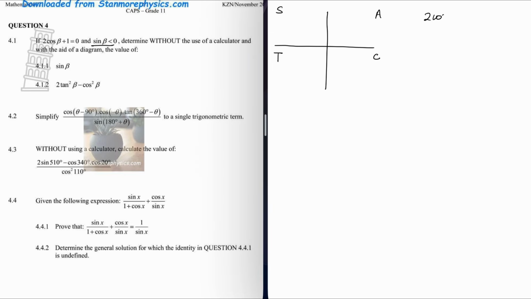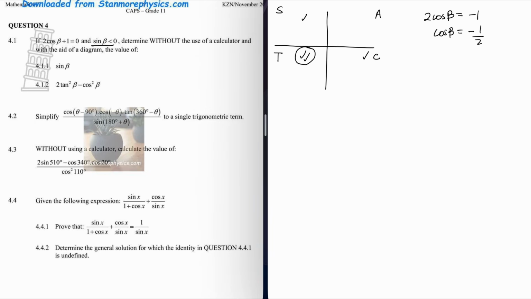So 2 cos beta is equal to minus 1. That means cos beta is equal to minus a half. So cos is negative in this quadrant and this quadrant. And they further tell us that sine beta is negative. So sine is negative in this quadrant and in this quadrant. So the only quadrant that has both ticks is this one. So that means the triangle is going to go in that quadrant.